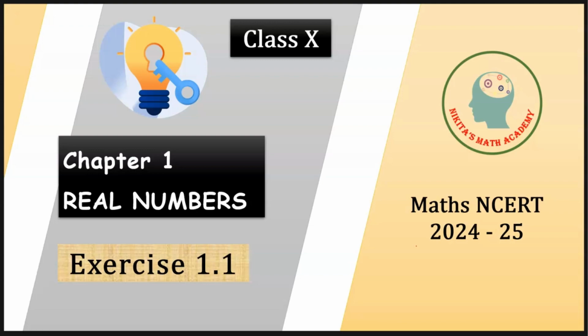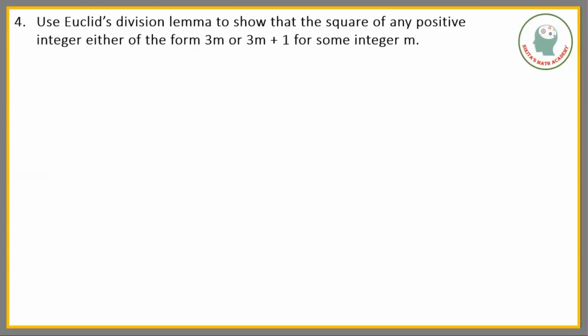We are solving part B of exercise 1.1. Question 4. Use Euclid's division lemma to show that the square of any positive integer is of the form 3m or 3m plus 1 for some integer m. What we have to do, students, is show that the square of any positive integer is of the form 3m or 3m plus 1. So let me tell you how you have to start this.